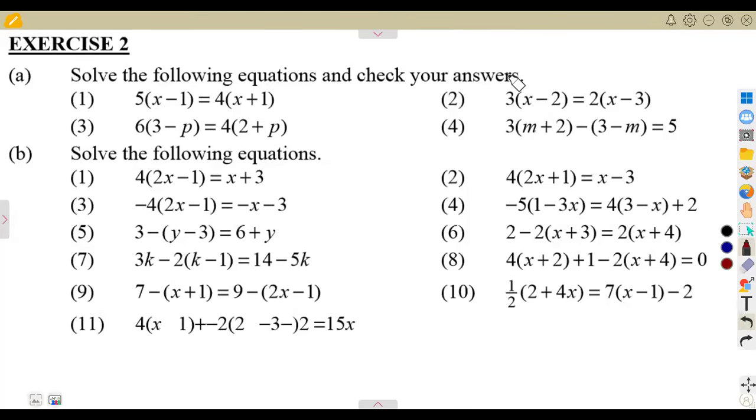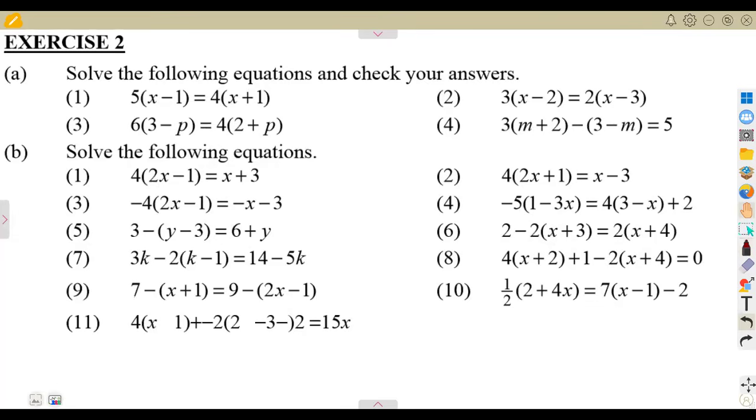Okay, guys, let us take a closer look into these equations. Exercise number 2 from this textbook that I'm using here: solve the following equations and check your answers. The first part of this exercise needs you to check the answer on each and every part. So we had equations where we are just given a typical equation of this nature.